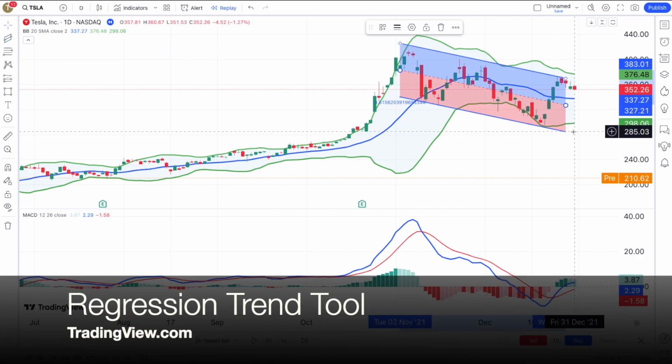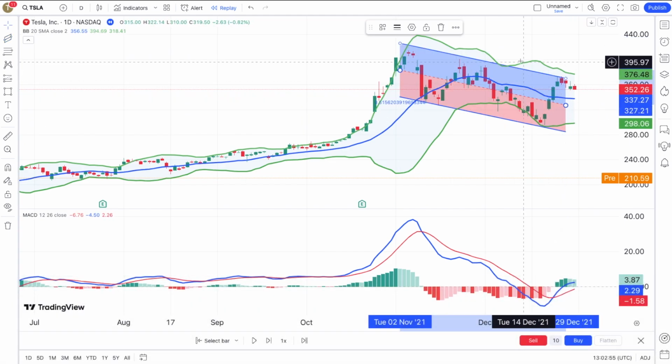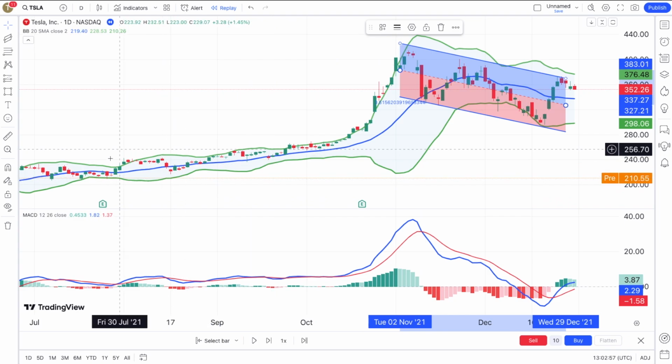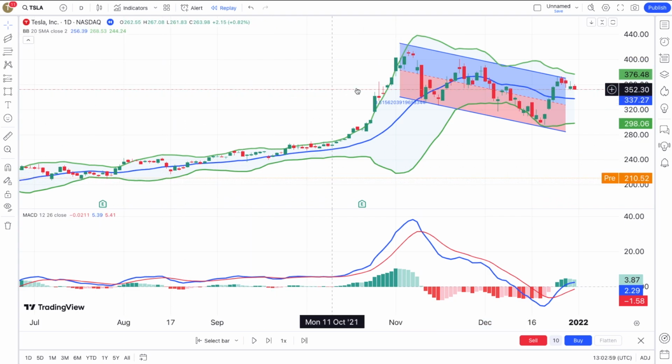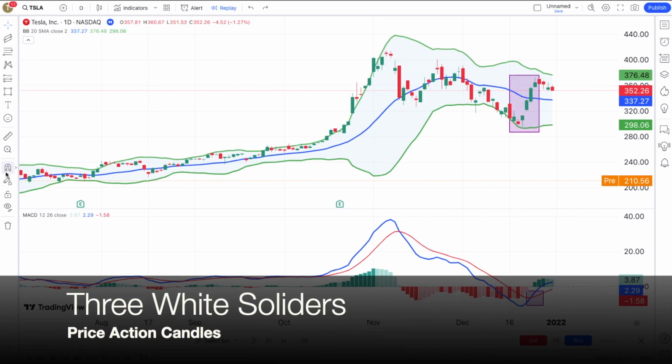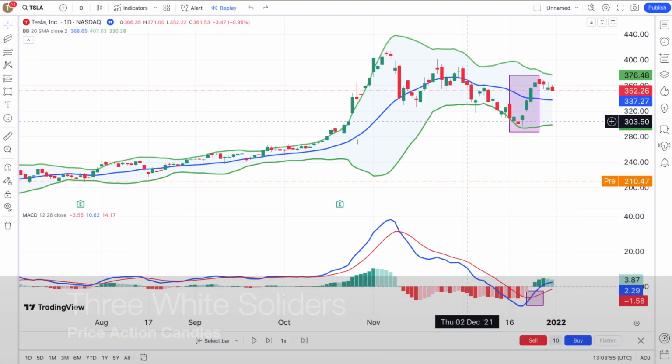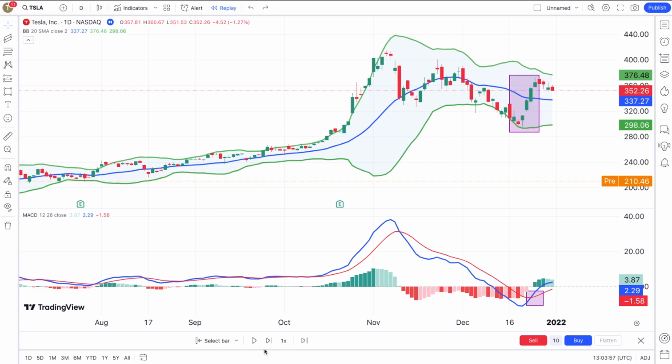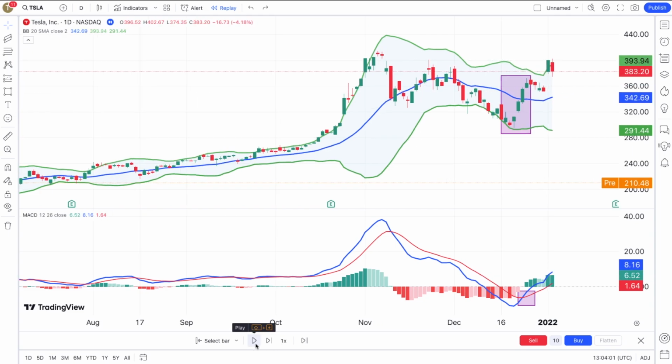The regression line tool allows us to see the direction of the trend by just choosing two price points, and it uses all the price point data between that interval. Well, I immediately see some good price action in the shape of these three candles, and it's also supported by a crossover. However, our strategy is to wait for a breakout.